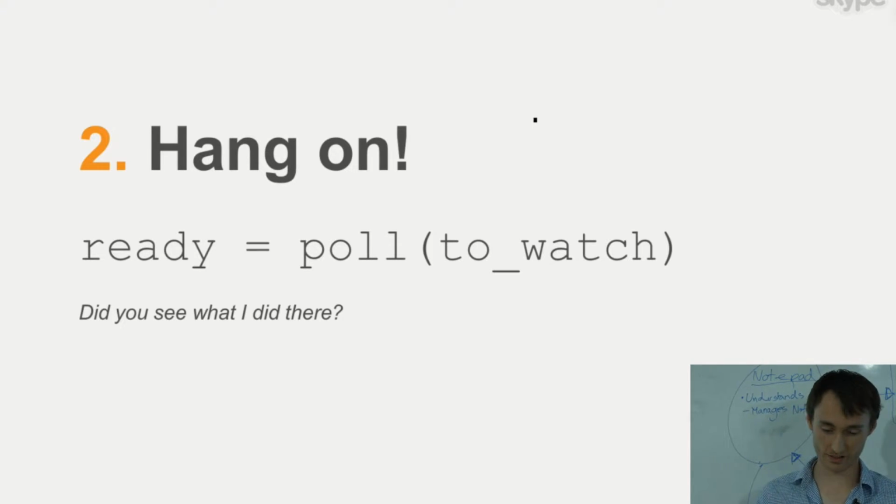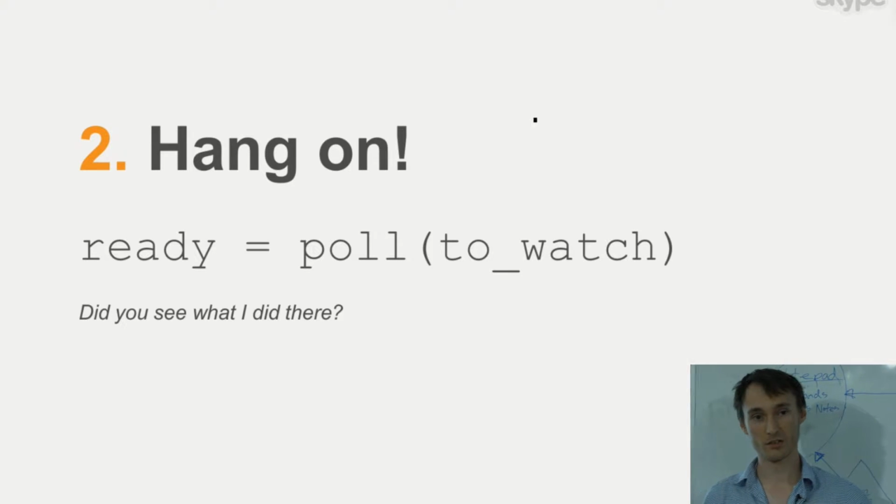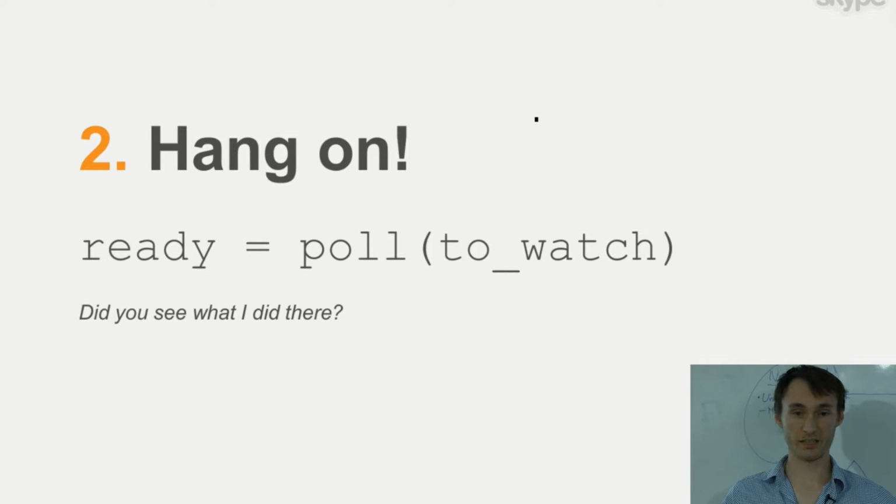So poll is basically a system call that allows you to give it a list of sockets, and it's going to wait until one of those sockets is ready to talk to you. So when a client is ready to talk to you, it's going to return that client, and you can treat it.